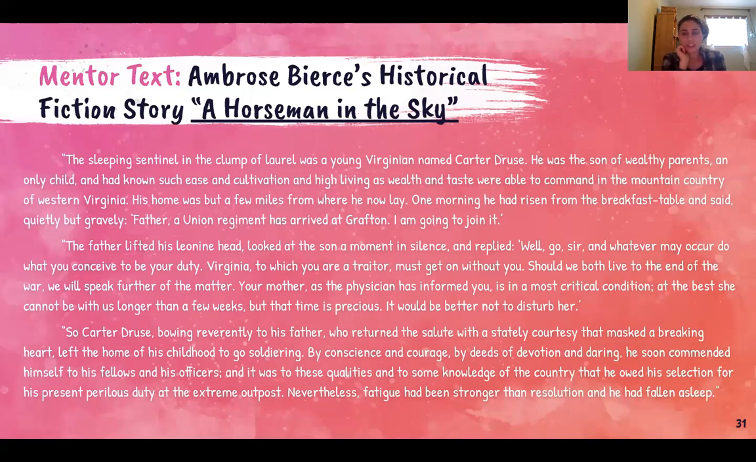The sleeping sentinel, or guard, in the clump of laurel was a young Virginian named Carter Druce. He was the son of wealthy parents, an only child, and had known such ease and cultivation and high living as wealth and taste were able to command in the mountain country of western Virginia. His home was but a few miles from where he lay now. One morning he had risen from the breakfast table and said quietly but gravely, "Father, a Union regiment has arrived at Grafton. I am going to join it."